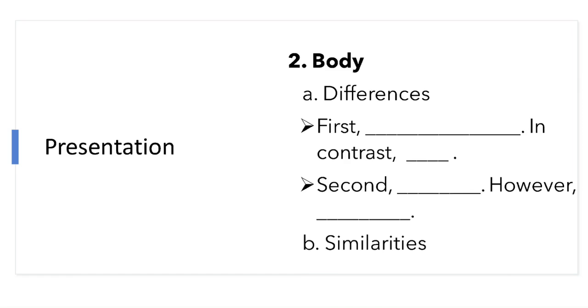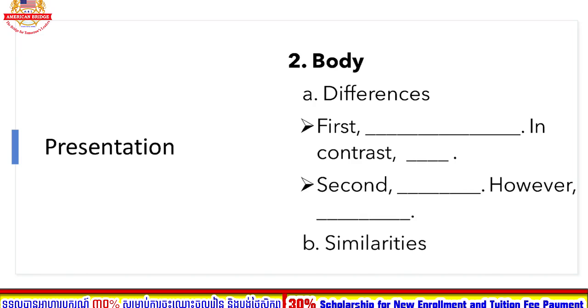Alright, so the teacher will show this point on the screen also, so it will be easy to understand. The speaker used the linking word "first" to put the idea in order, and also used "in contrast" to say the differences between these two sports. And second, the speaker used the word "second" to say that this is the second idea, and the linking word "however" to say these two sports are different from each other.